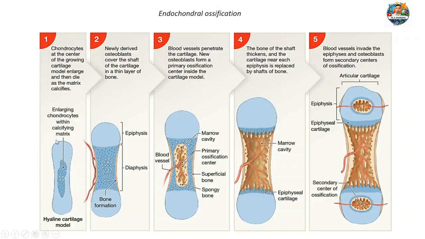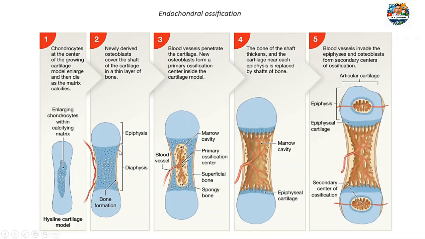First of all, the shape of the bone is modeled by cartilage. So this is the approximate shape of the bone formed by the cartilage. In the center of this model, the chondrocyte cells will get enlarged, and at the same time there will be calcification, that is, deposition of calcium ions. Because of this calcification the chondrocytes will die, and after that bone forming cells, newly formed osteoblasts, will arrive at this bone model and form new bone. These are called primary ossification centers.